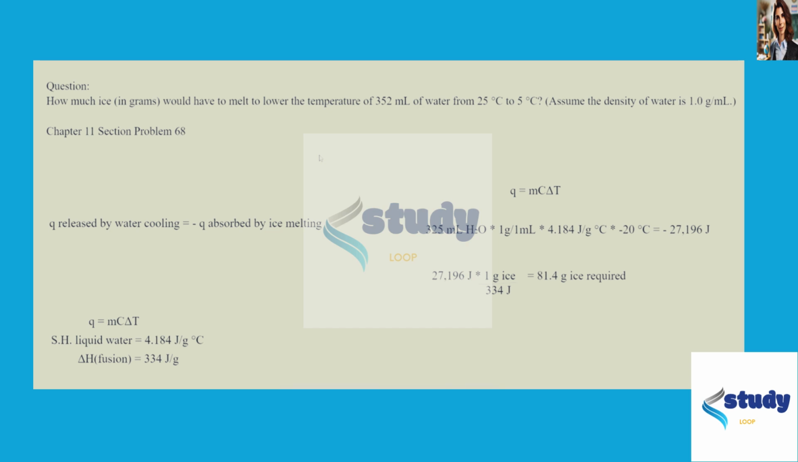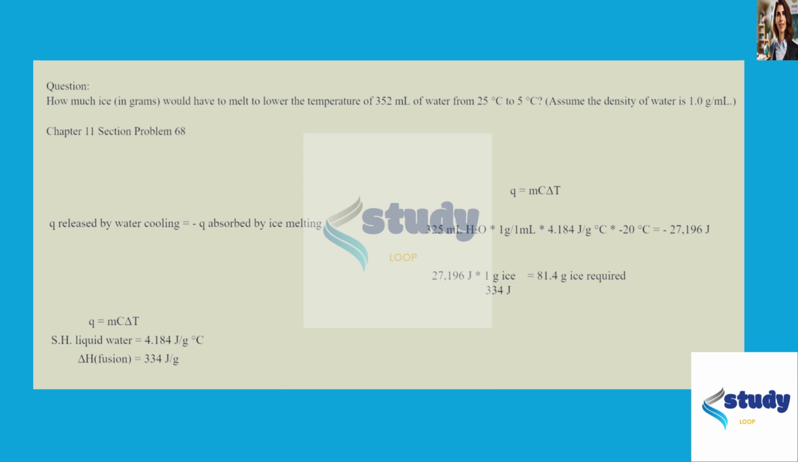Okay, this is chapter 11, section problem 68. And the question is, how much ice in grams would have to melt to lower the temperature of 352 milliliters of water from 25 degrees Celsius to 5 degrees Celsius? And we can assume a density of water of 1 gram per milliliter.